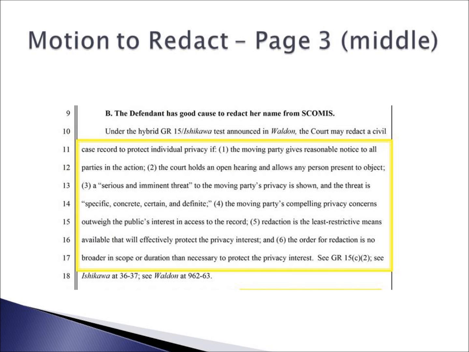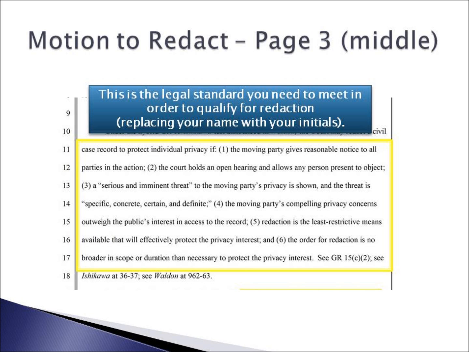Okay, so this portion in the yellow rectangle spells out the legal standard you need to meet in order to convince the court to redact your name and replace it with your initials. In essence, you need to meet each of these 6 elements in order to prevent a so-called eviction from showing up on your tenant screening records. Let's walk through a few of the key points.